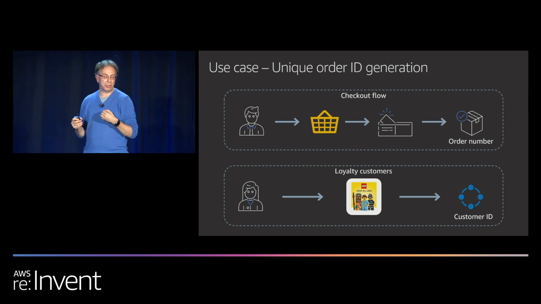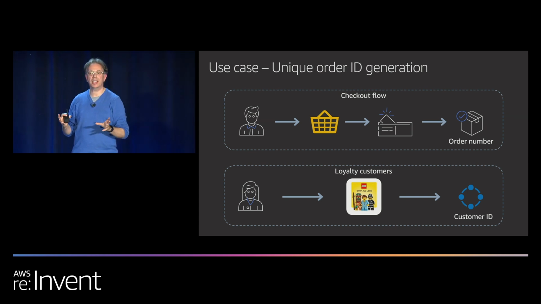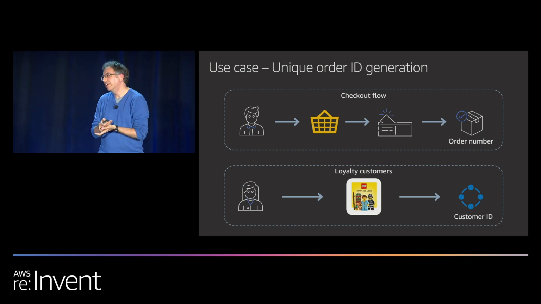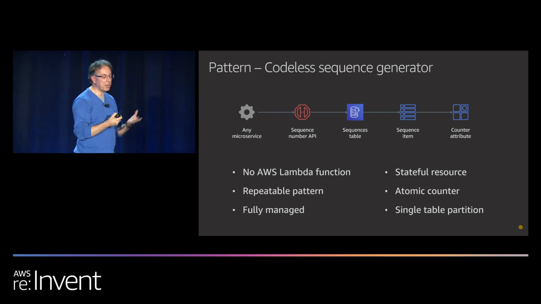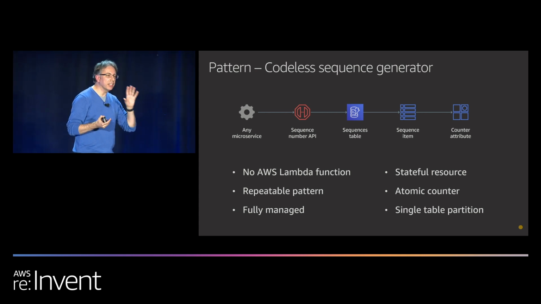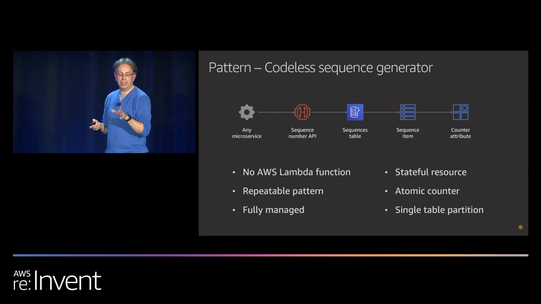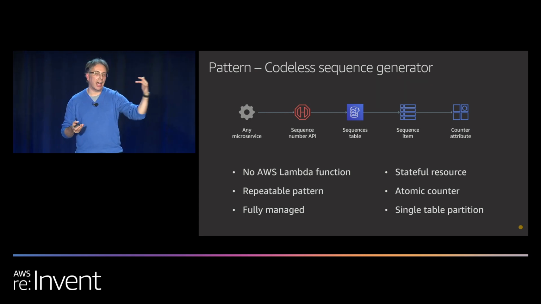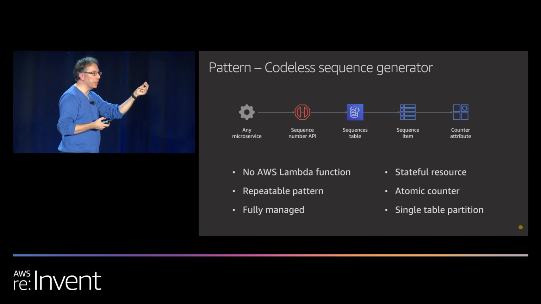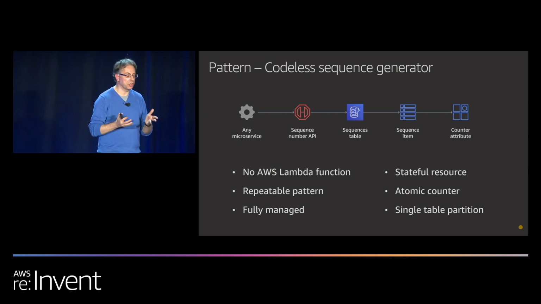But in this case, Lego wanted to do something different. They wanted to create a service that can generate unique sequences for other services. So in a microservice architecture, each microservice can call this service to generate their own sequence. And actually, they built this without any code, and they use this architecture. So any microservice can call the API Gateway for a sequence number API. The API Gateway can do the authentication, validation, and then can directly call DynamoDB without any Lambda function in the middle. And in DynamoDB, it goes into a specific table where there is an item, and this item has an attribute that is a number that can be incremented atomically by DynamoDB and returned to the client. So this is completely managed, no code.